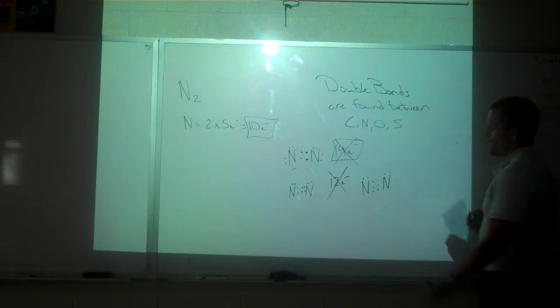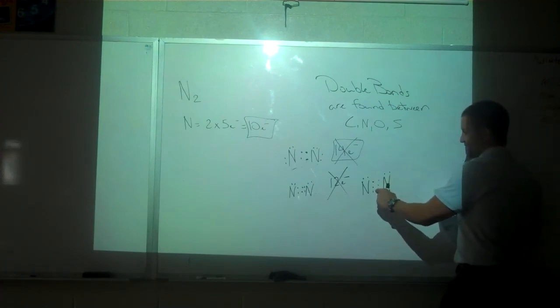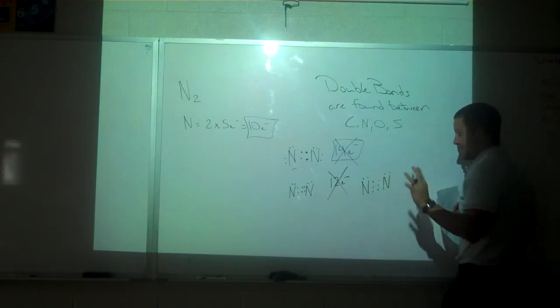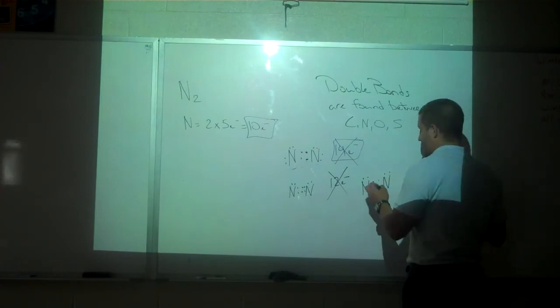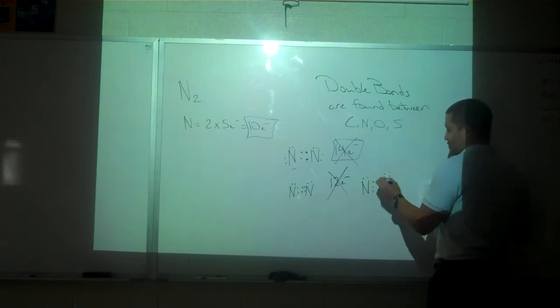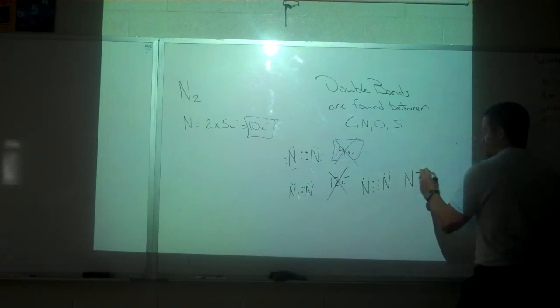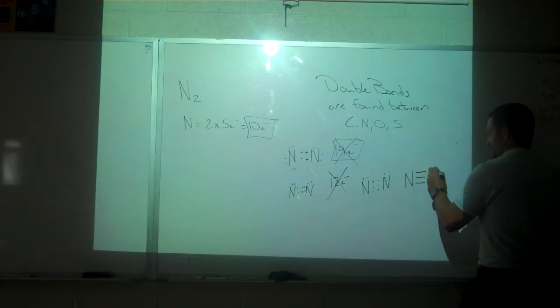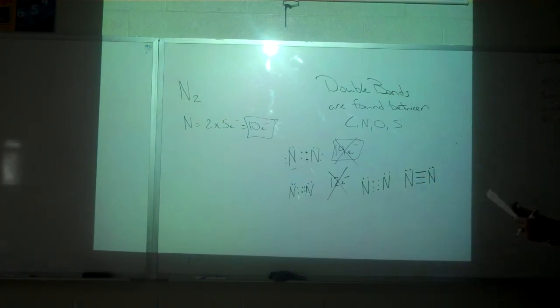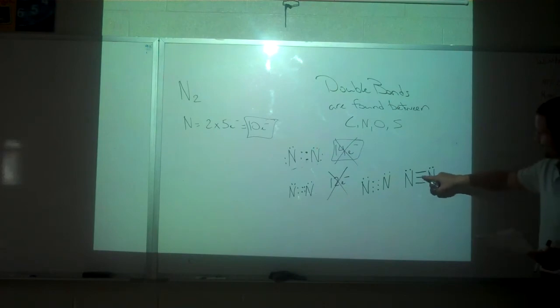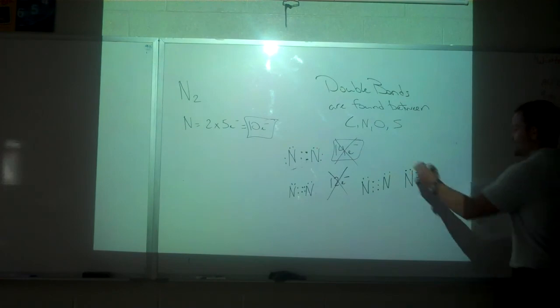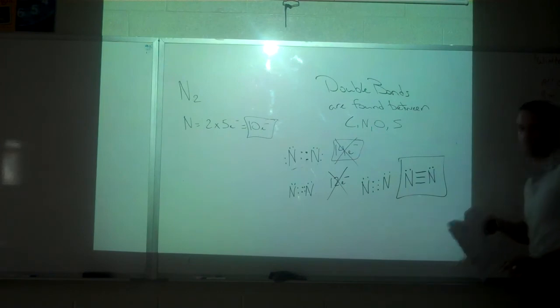So let's check it out. 2, 4, 6, 8. They're sharing. We have 8 in their outer shell. They're good. Do I have a total of 10? 2, 4, 6, 8, 10. I do. So another way of writing this would be this. Now I have 2, 4, 6, 8. 2, 4, 6, 8. Octet rule satisfied. 2, 4, 6, 8, 10. So this is the final product of that Lewis structure.